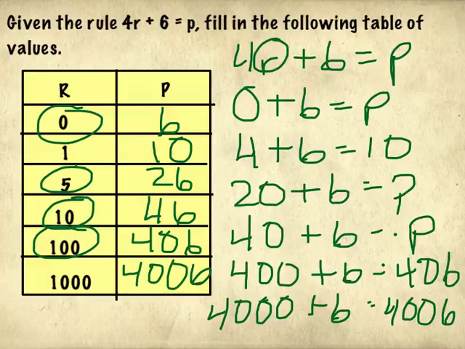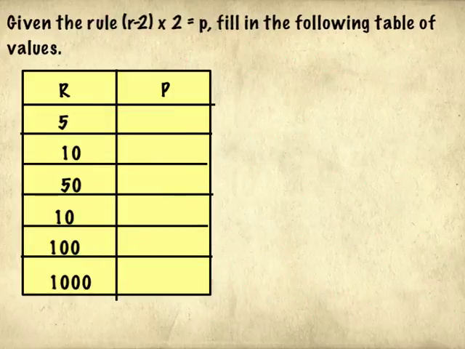So to fill in a table of values, all you have to do is take your equation or your rule and sub in whatever you have in one column for the letter it replaces. So if I had the p's instead of the r, I would put the number in the p column, and I would solve to find out what r is.